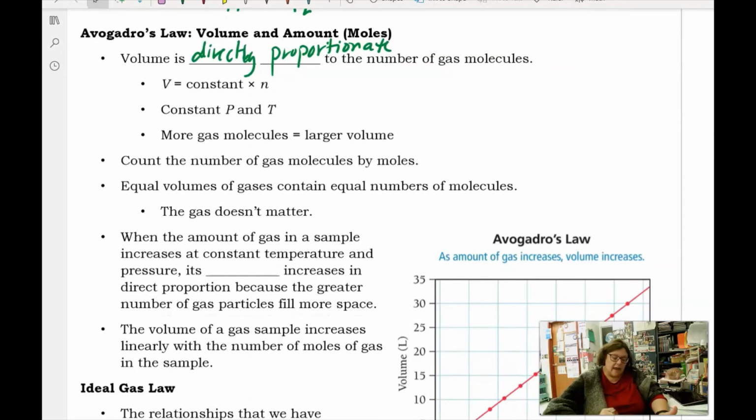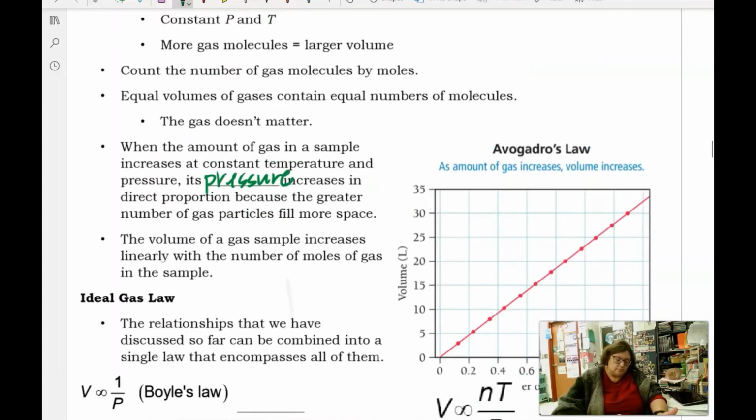If you have a gas at constant temperature and pressure, so if you increase the amount of gas in a sample, the pressure will increase because you're putting more particles in there. It's just like if you keep putting more people in a room, your people are bumping into each other more.